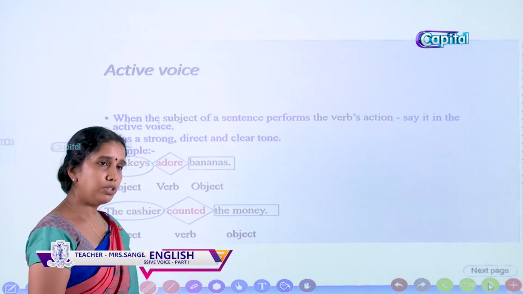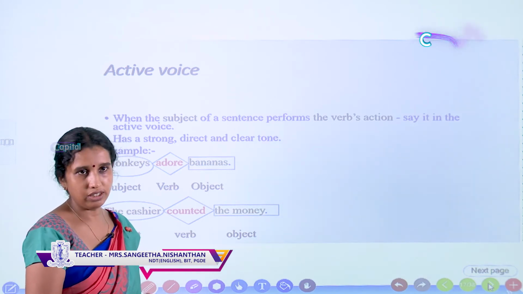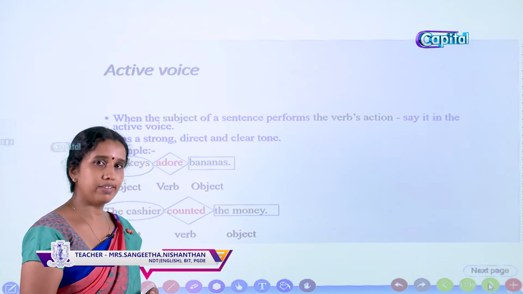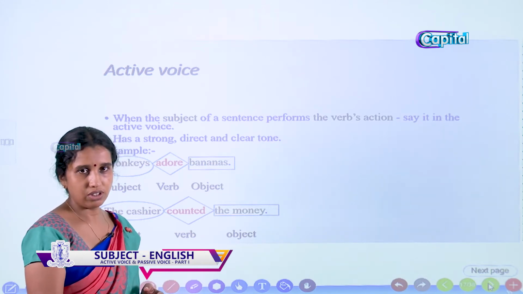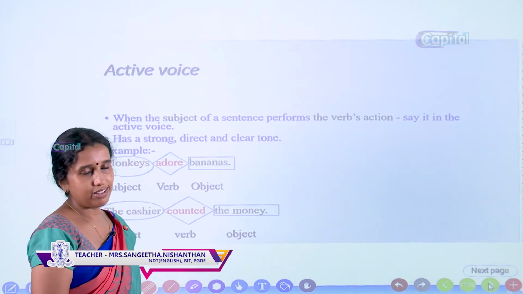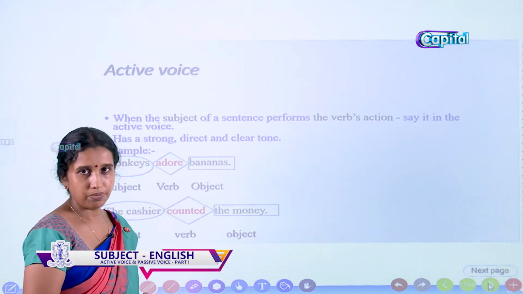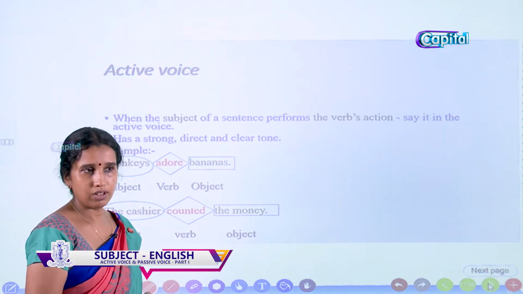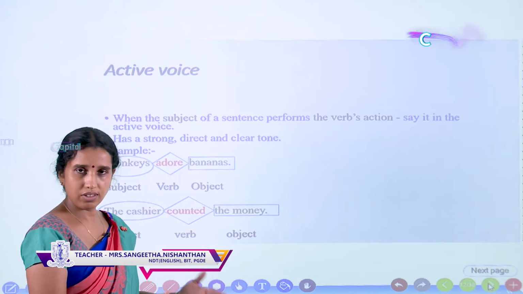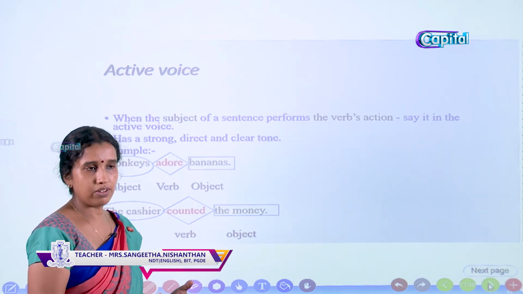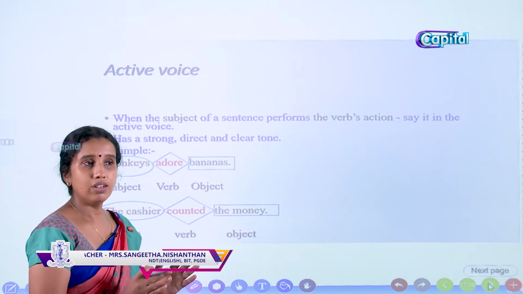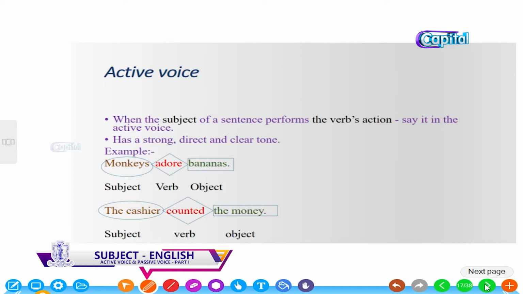So, when the subject performs that action, when we give importance to the subject, who does that or what did that, we write the sentence in the active voice. The active voice is very strong, direct, and it has a clear tone. It is straightforward. It straightforwardly says, who does this? The person who performed the action is mentioned here. Right. Look at the example.